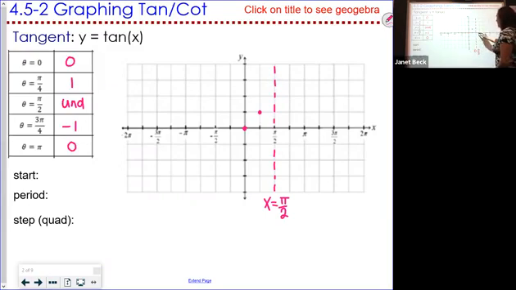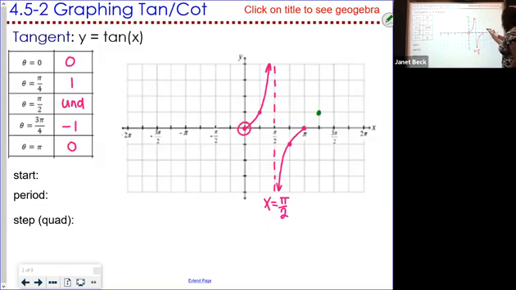Then at the next step, I'm at -1. And the next step, I'm back to 0 again. So this is one cycle of a tangent. It started there, that's one period. And then it would repeat.